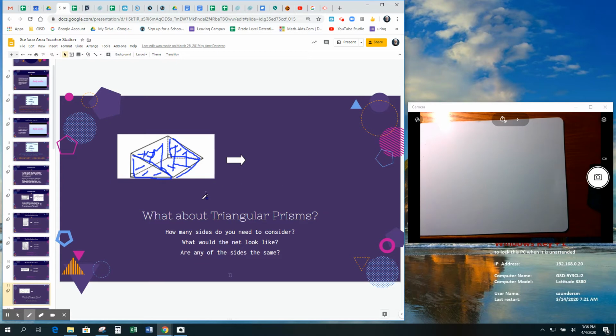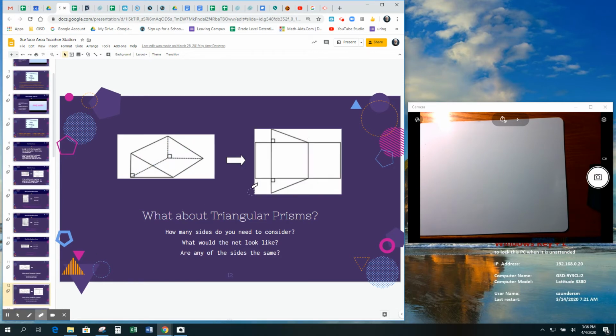So if we were to unroll this and try to make a net picture out of it, it would have 2 triangles and then 1, 2, 3 rectangles, right? Are any of these sides the same? Well, maybe if the triangle is isosceles, then some of the sides would be the same, but not always. You can't count on that. All right, let's take a look. Let's erase first.